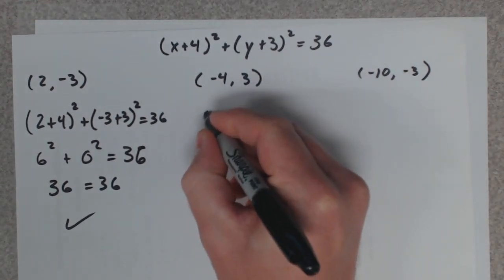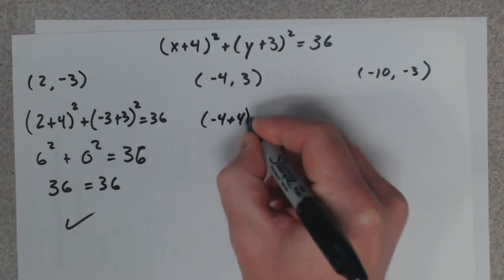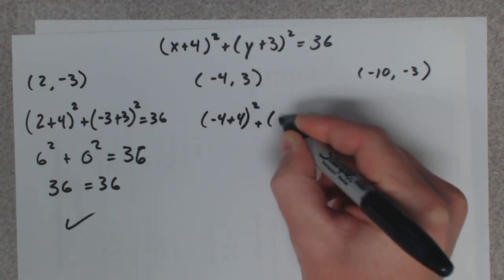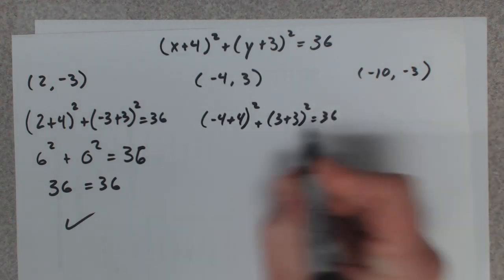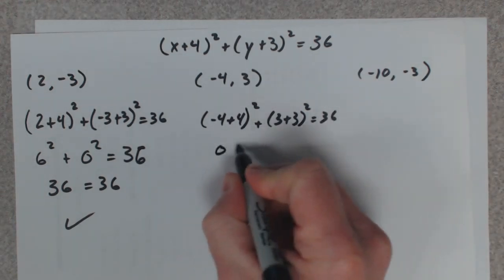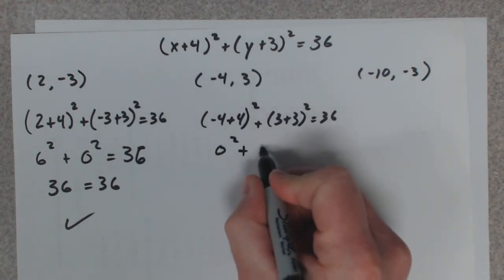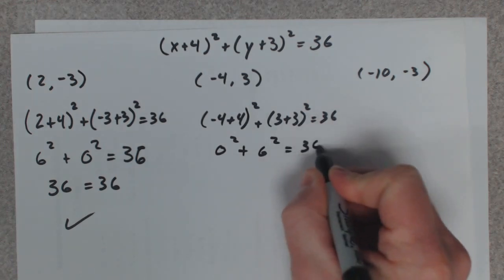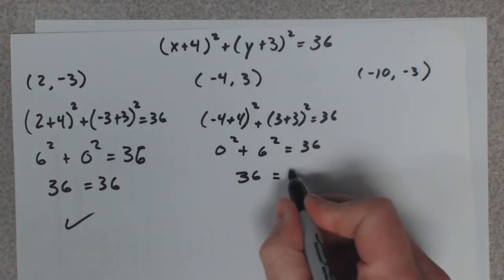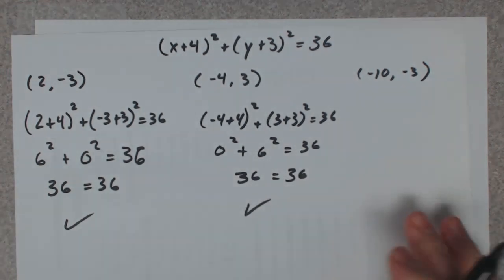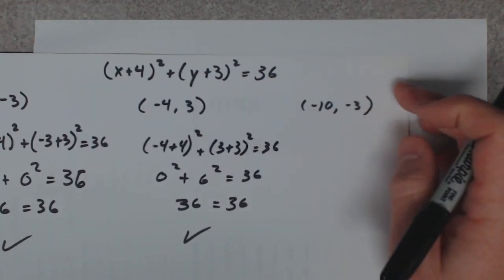Let's see if it happens over here. Negative 4 plus 4 squared plus 3 plus 3 squared equals 36. Negative 4 and 4 makes 0. 3 plus 3 is 6. And that's true. 0 plus 36 is 36, and then you get 36. Look, why is that working? Let's check out this last point.